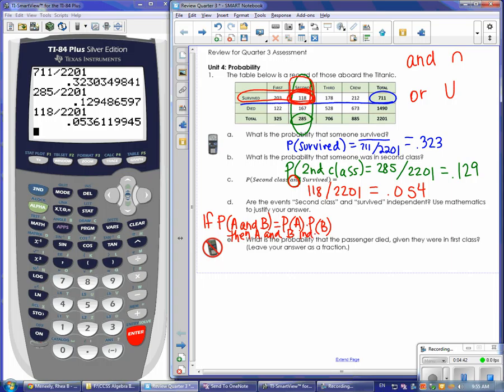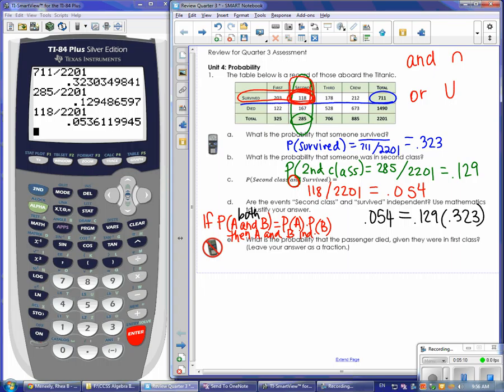And in this case, the two events we're talking about are being in second class and surviving. Well, I've already found the probability of both. That's this first part. The probability of both we said is 0.054. And the question is, is that equal to the probability of being in second class times the probability of surviving?